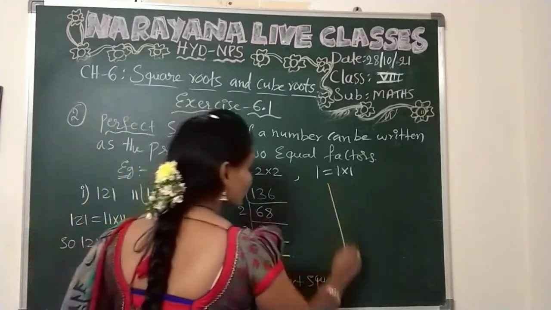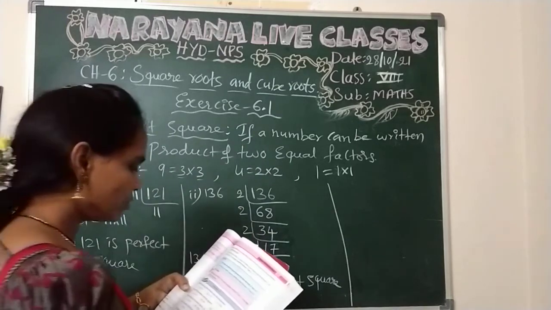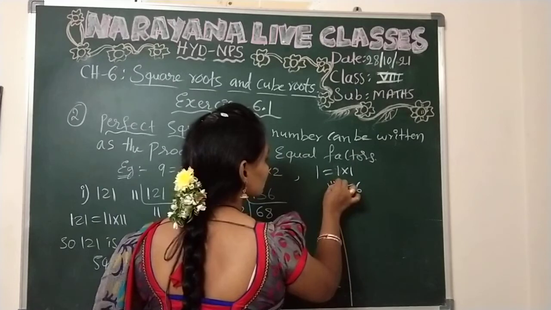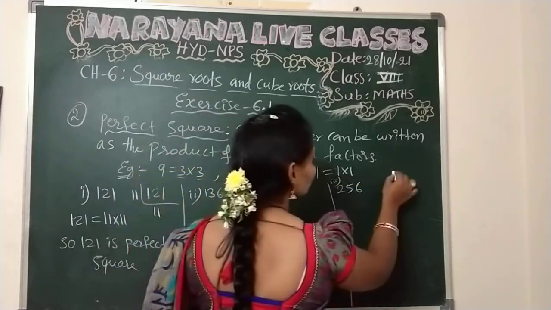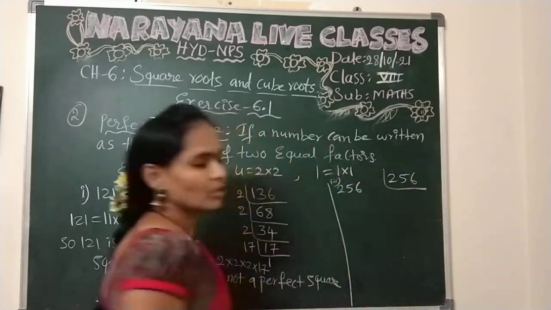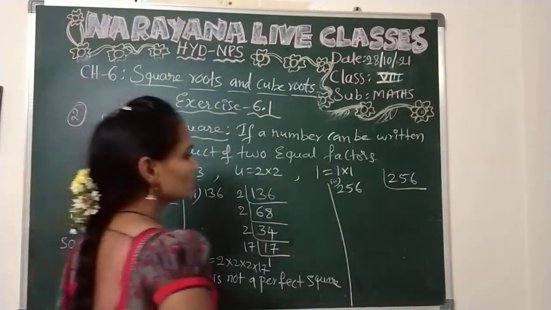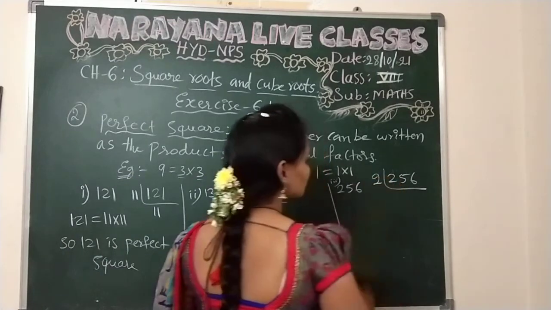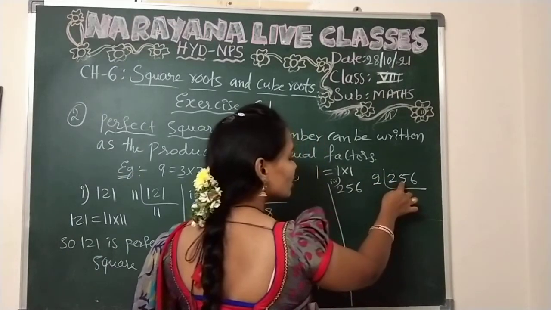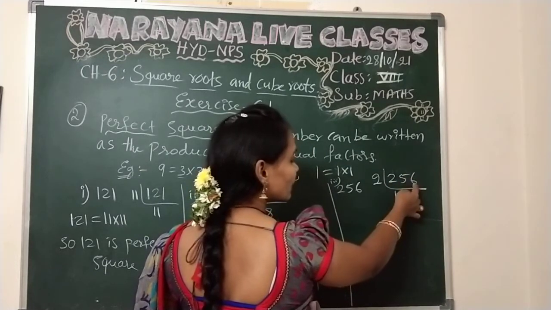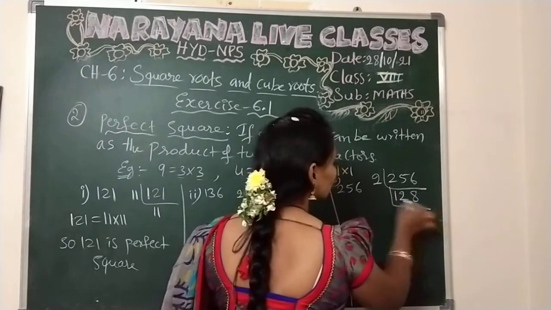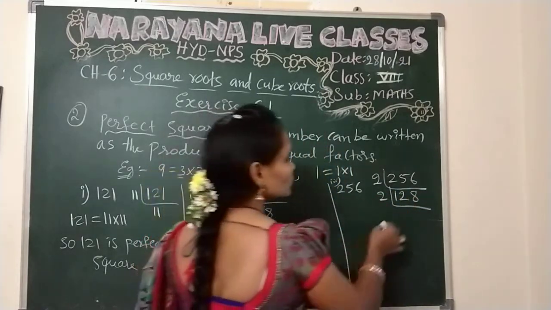Okay. Next, the third number. The third number is 256. Now you should use the prime factorization method. Start with the least prime number, that is 2. 2 ones are 2, 2 twos are 4. 1 remains, and 1 and 6 become 16. So 2 eights are 16. Now again 2. 2 sixes are 12.